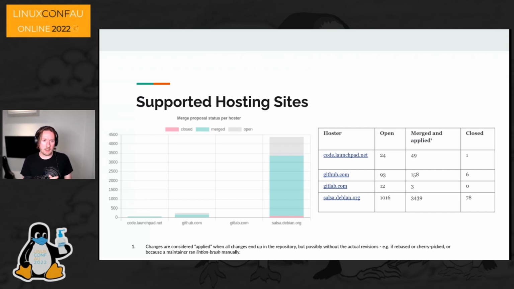And then this is how the merge proposals are distributed over the different hosting sites. So it's an earlier snapshot, so the numbers don't quite add up to those in the previous graph. But as you can tell, most of the changes happened almost exclusively on Salsa, on Debian's own instance of GitLab. And the rejection rate is fairly low. So closed basically means that the maintainer closed the merge request and didn't accept it in any way.